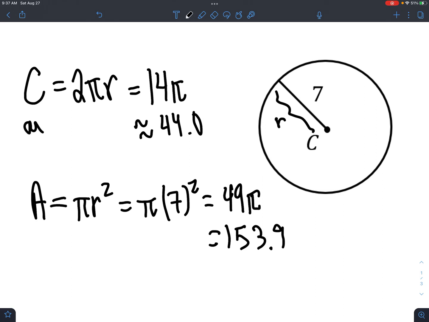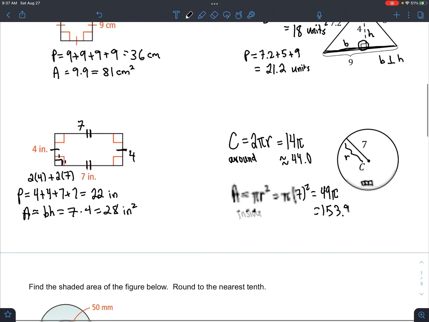So that means the distance around is 44 inches or whatever, and inside there's 154 little boxes. Maybe those are like square inches. Okay.